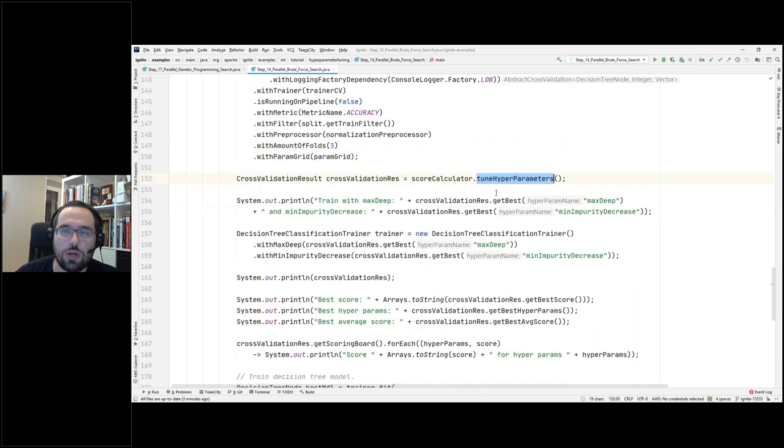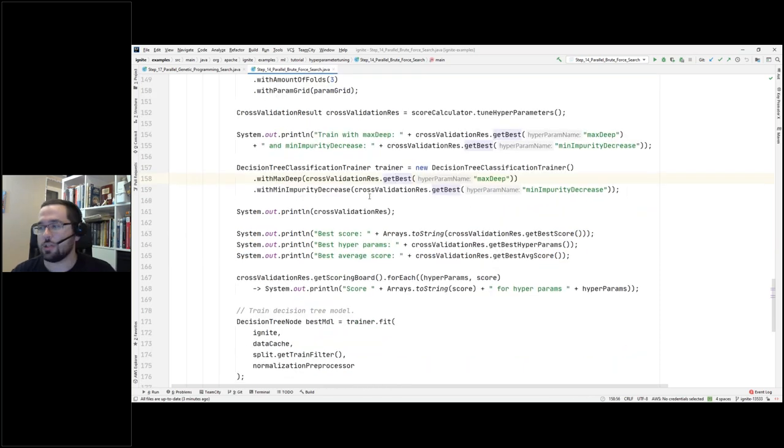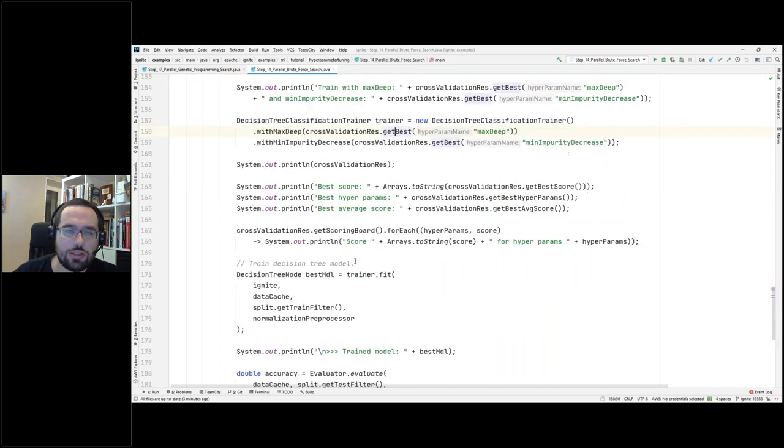And we call the tune hyperparameters method, and we get the cross-validation result. And we could get the best values of these hyperparameters and rerun the trainer with the best values, for example, to train on the whole data set, on another data, whatever you want. And we print out the best score, the best hyperparameters, the best average score, and evaluate the best model.